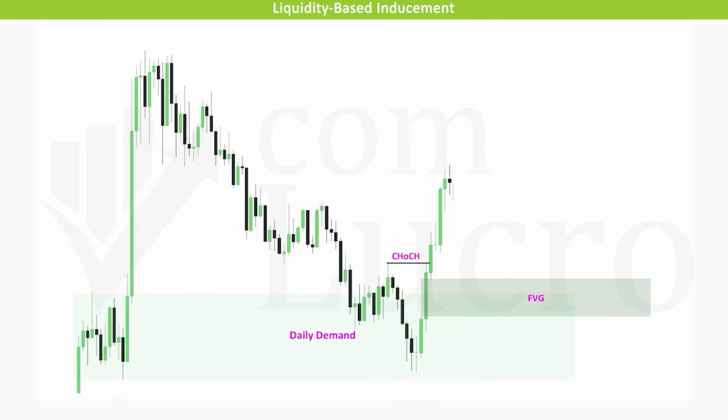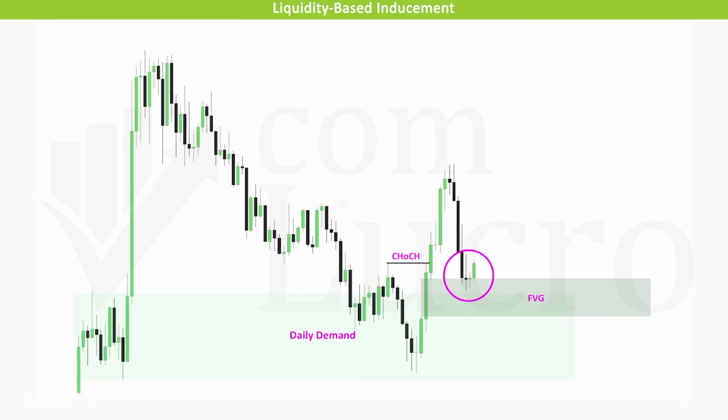With that understanding, let's look at a practical chart example. In this setup, price taps into a strong daily demand zone and begins to reverse, creating a valid change of character. Based on that information, we expect price to retrace into the bullish fair value gap located within the discount area, which is where we would ideally look for buying opportunities. However, before price fully reaches the 1-hour fair value gap, something very important takes place.